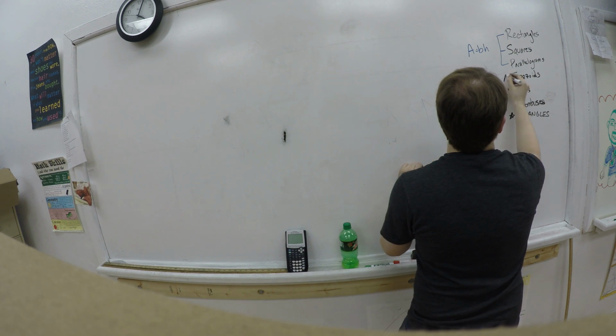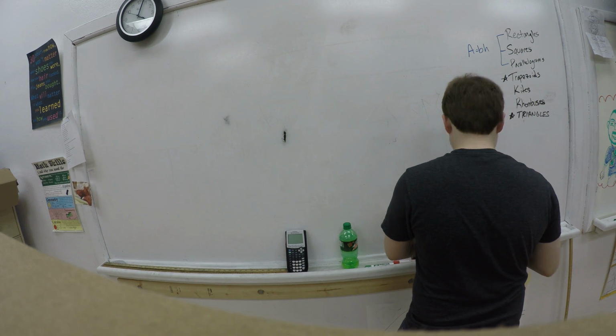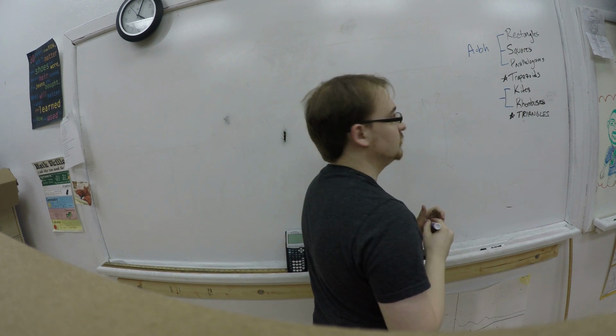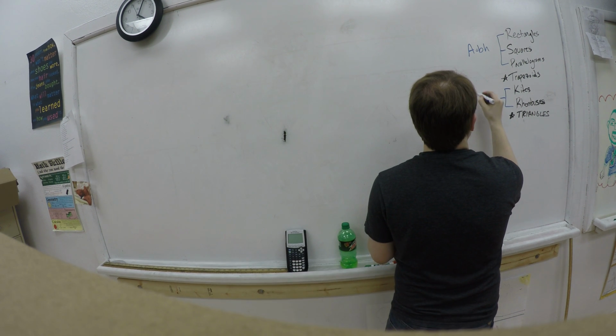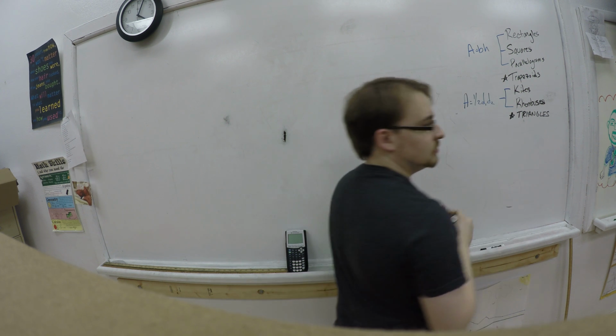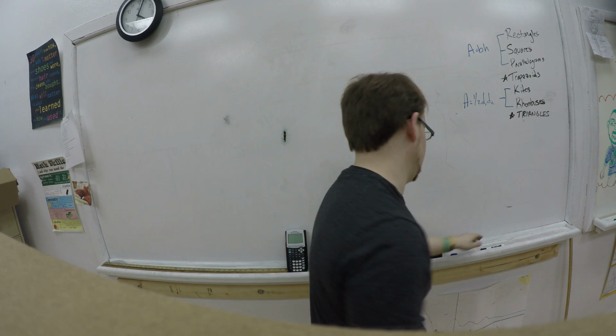We did trapezoid, right? Now we've got kites and rhombuses. They're the same formula, guys. What's the formula? A equals half d1 d2. And you're asking, what is d? Well, I'll show you.